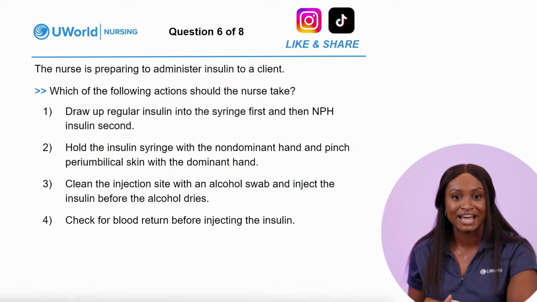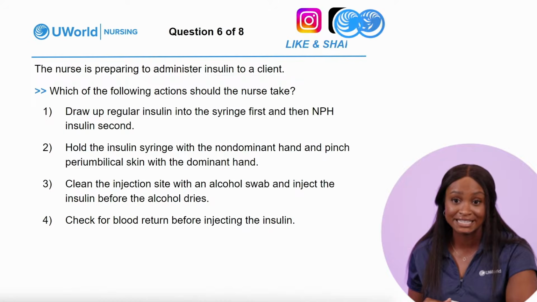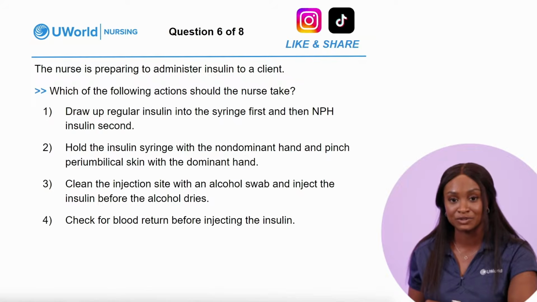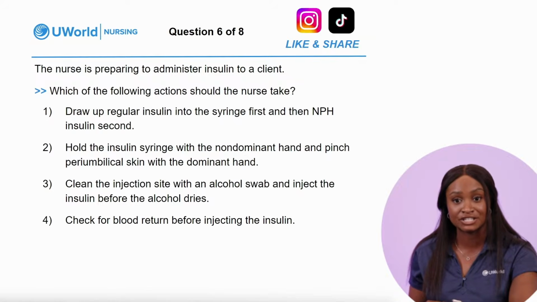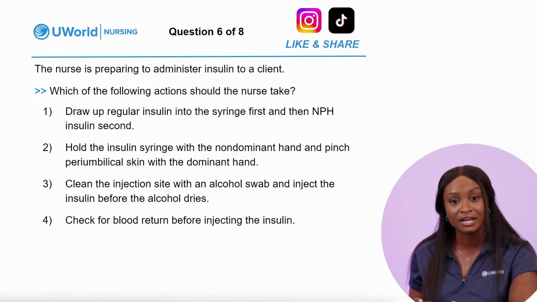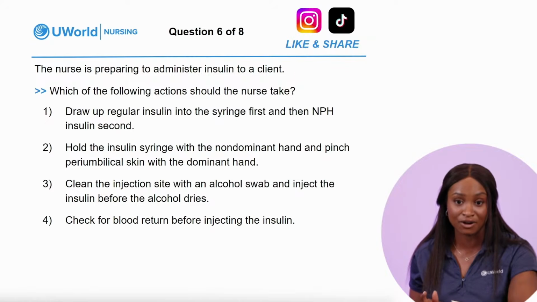Next question. The nurse is preparing to administer insulin to a client. Which of the following actions should the nurse take? Option 1, draw up regular insulin into the syringe first and then NPH insulin second. Option 2, hold the insulin syringe with the non-dominant hand and pinch the periumbilical skin with the dominant hand. Option 3, clean the injection site with an alcohol swab and inject the insulin before the alcohol dries. And option 4, check for blood return before injecting the insulin.